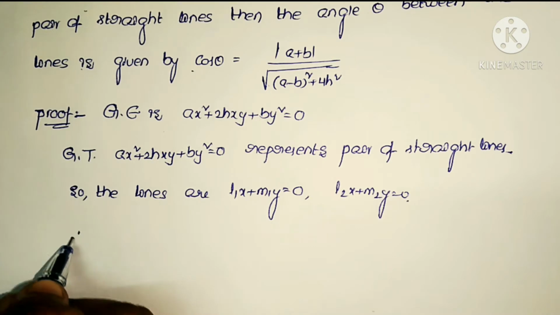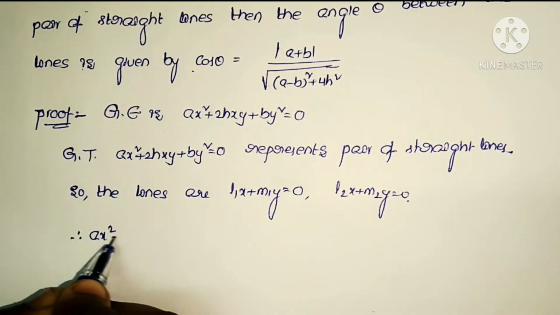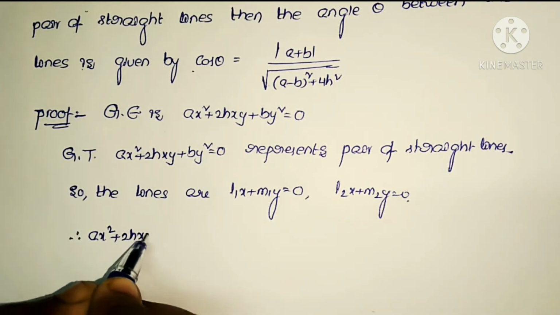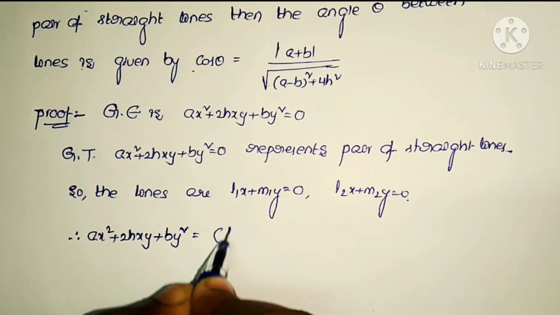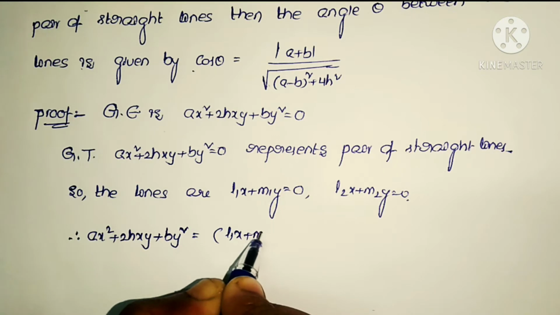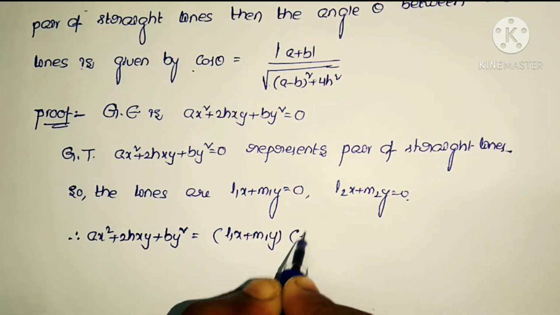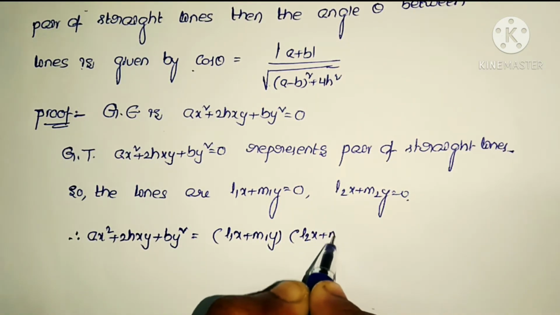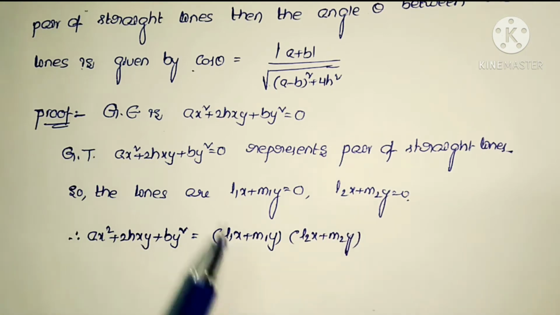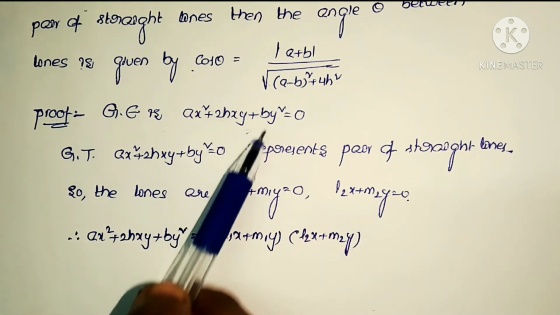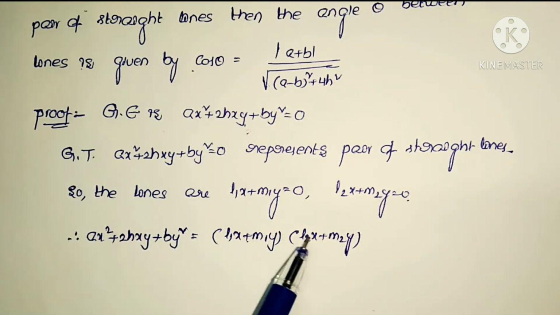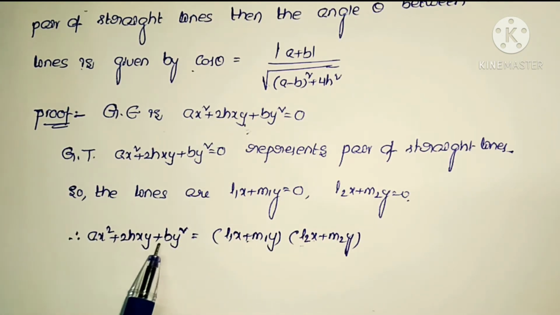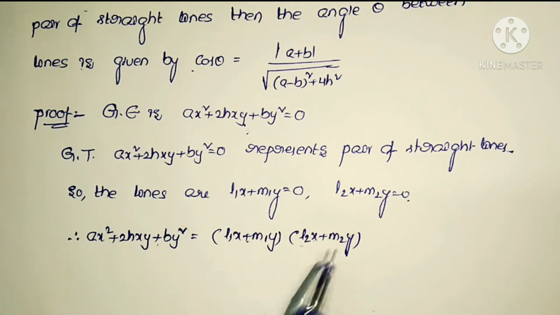Therefore the given pair of straight lines is nothing but the product of the two lines. Since it is a pair of straight lines, therefore ax² + 2hxy + by² = (l1x + m1y)(l2x + m2y). What is the meaning of a pair of straight lines? It is nothing but the product of the two lines represented by that equation.